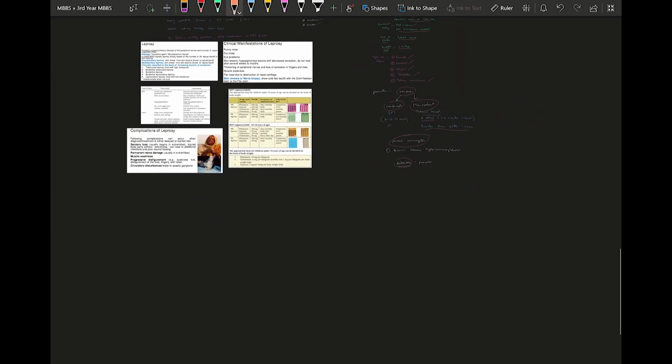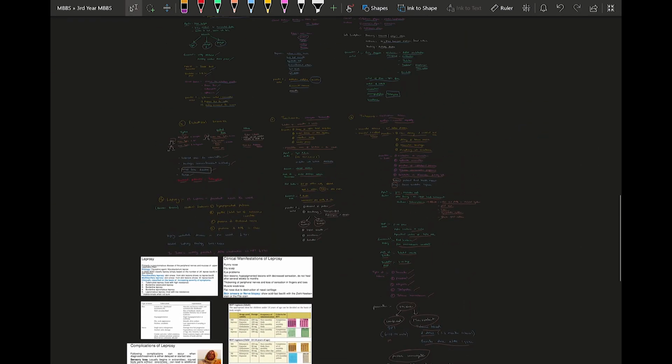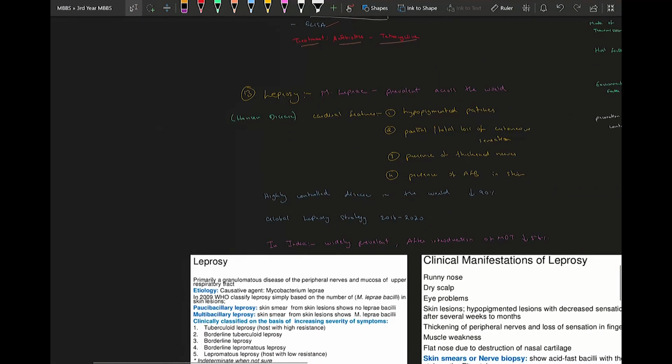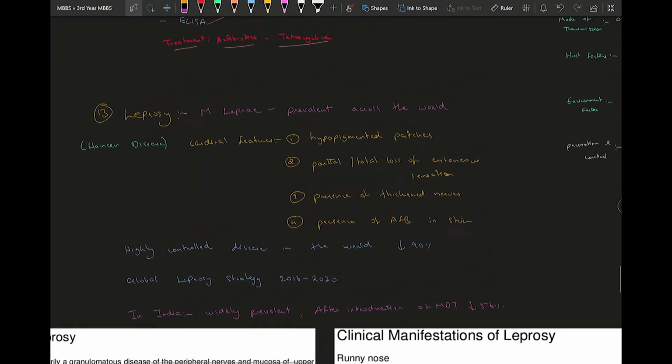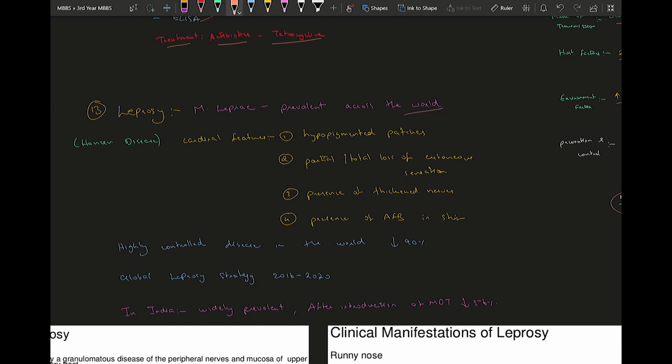So moving on to the last most important disease, which is leprosy. It's caused by Mycobacterium leprae. It's prevalent across the world, and it's also known as Hansen's disease. The cardinal features for diagnosis of leprosy are hypopigmented patches, partial or total loss of cutaneous sensation, presence of thickened nerves, and presence of acid-fast bacilli in skin.